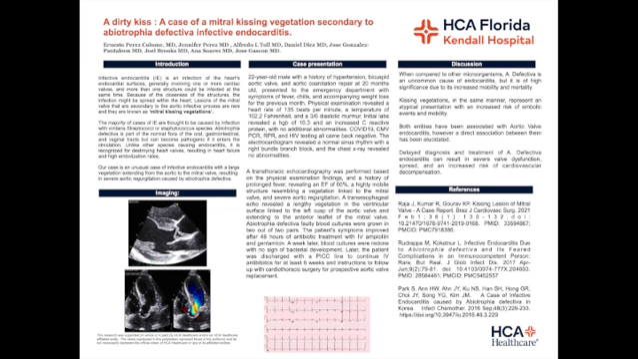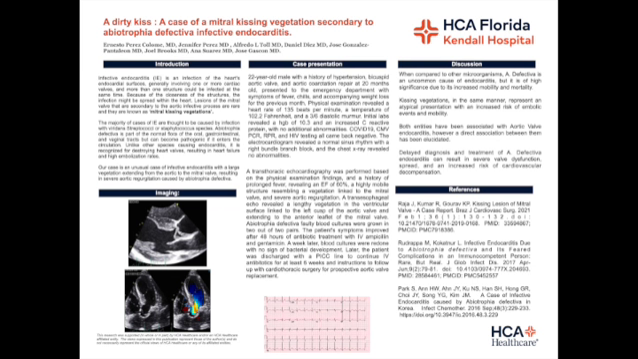Given the symptoms of fever and the findings of the murmur, a transthoracic echo was performed that revealed a highly mobile structure resembling a vegetation and severe aortic regurgitation, which was later confirmed through a transesophageal echo that revealed that the vegetation was linked to the left cusp of the aortic valve, extending to the anterior leaflet of the mitral valve, consistent with a mitral kissing vegetation.